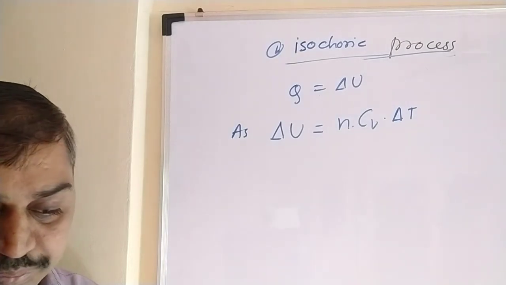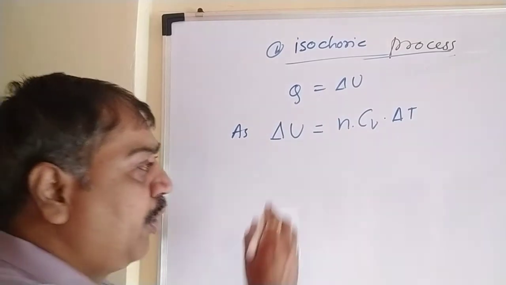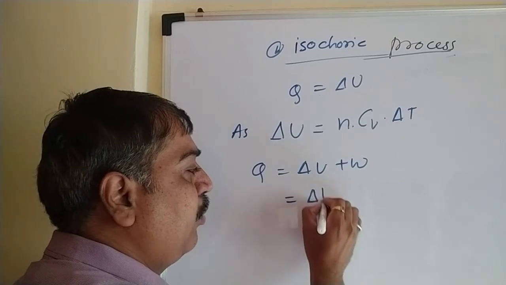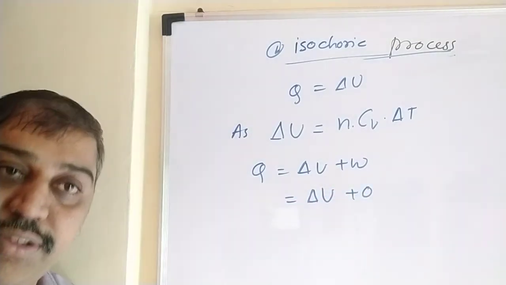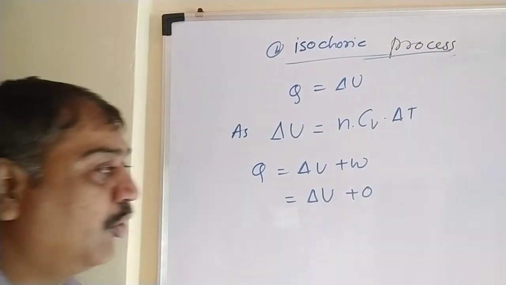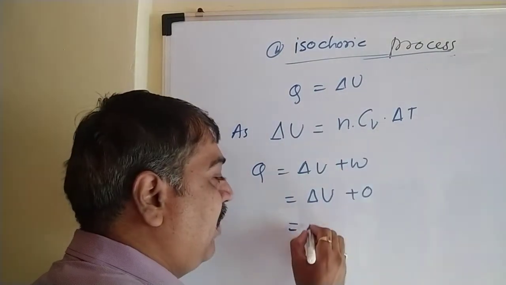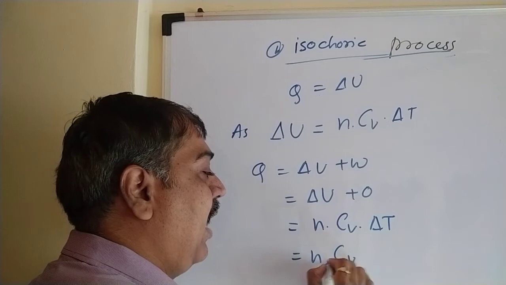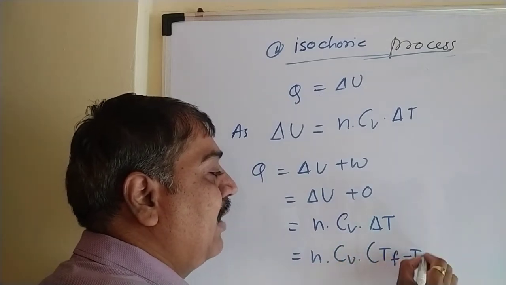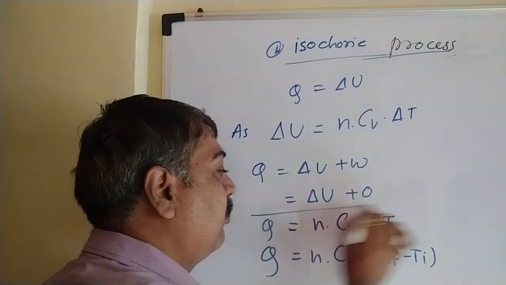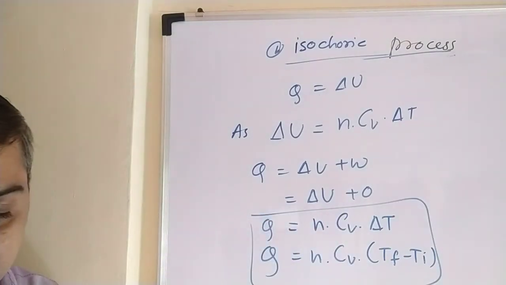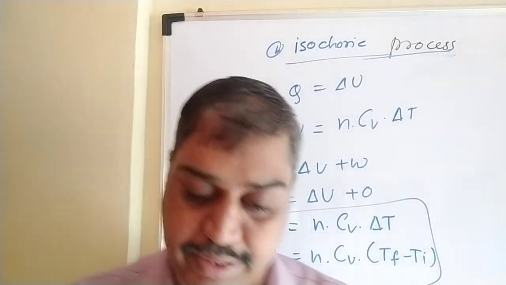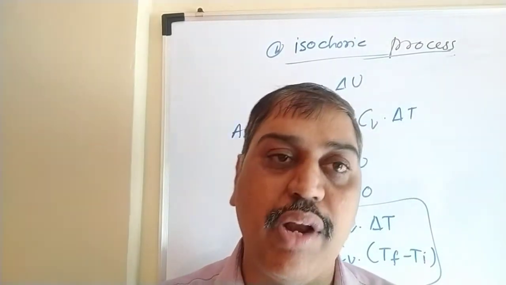So we can write finally Q equal to delta U plus W, that is delta U plus 0, because here there is no change in volume, so it remains 0. So it should be equal to delta U, meaning n into Cv into delta T. The same can be written as Q equal to n into Cv into Tf minus Ti. So both are the same equations here, and they are for the isochoric process, in which volume remains constant, and pressure and temperature get changed. Apart from this, now we have to go for the adiabatic process.